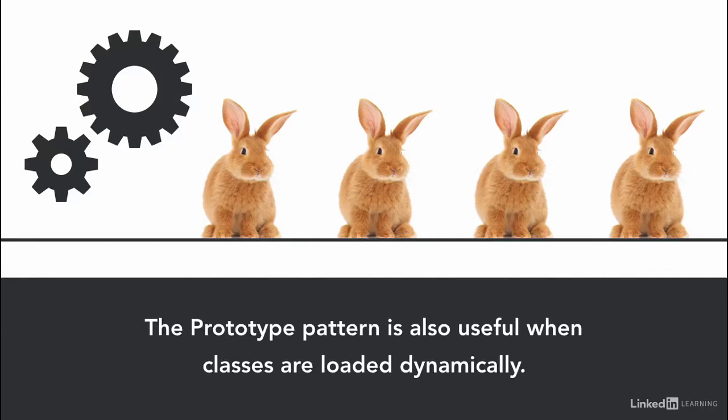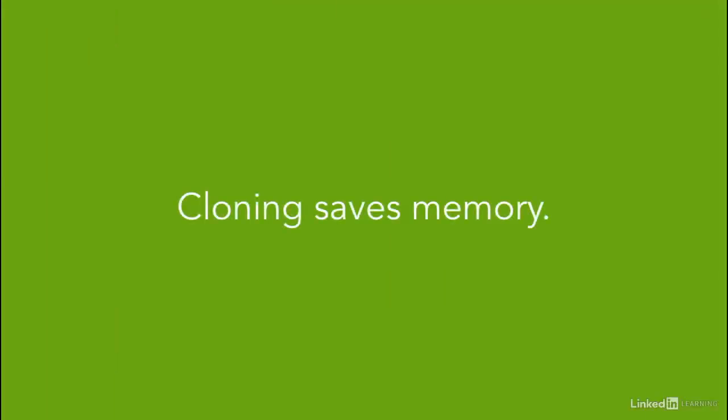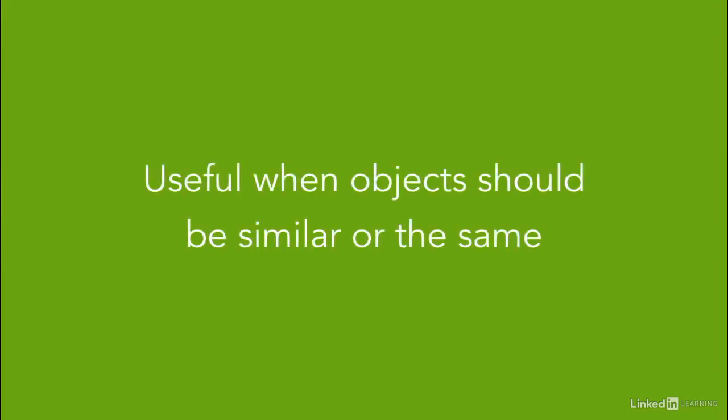For example, in an application that creates new rabbit objects as it runs, the rabbits are only created once the program has started running. This can slow the program down because new objects are being created all the time. But if the objects can be cloned, this will save memory. Having a prototype in this example is particularly useful because all of the rabbits have very similar characteristics.